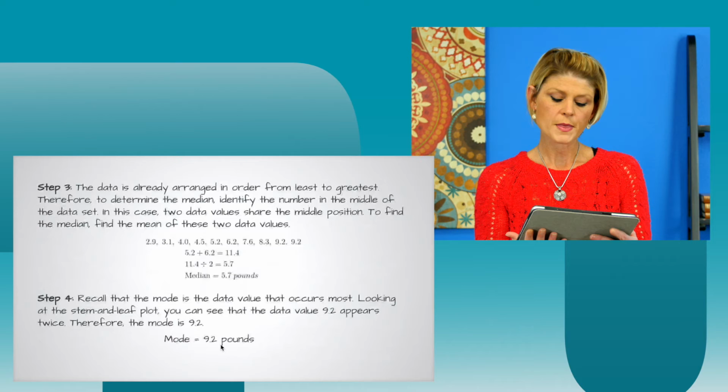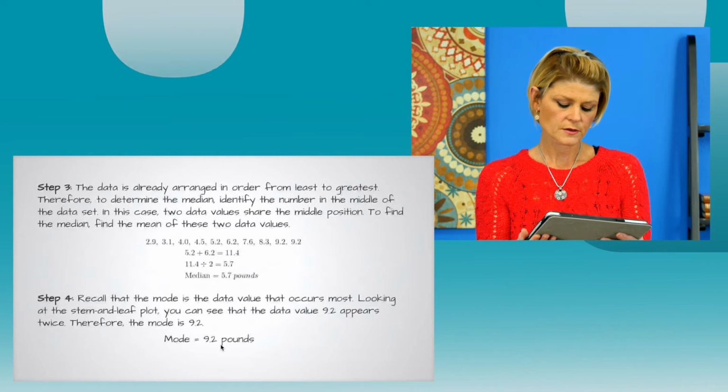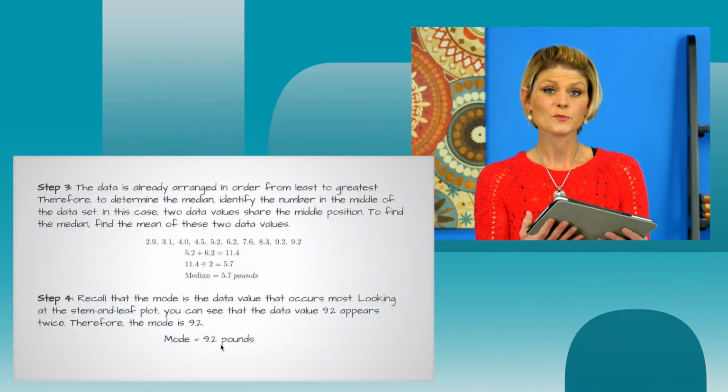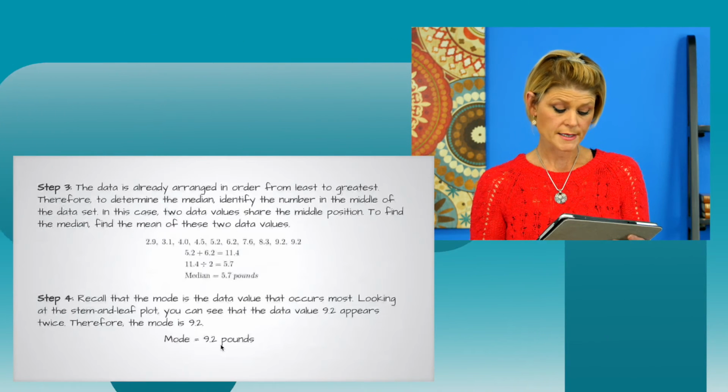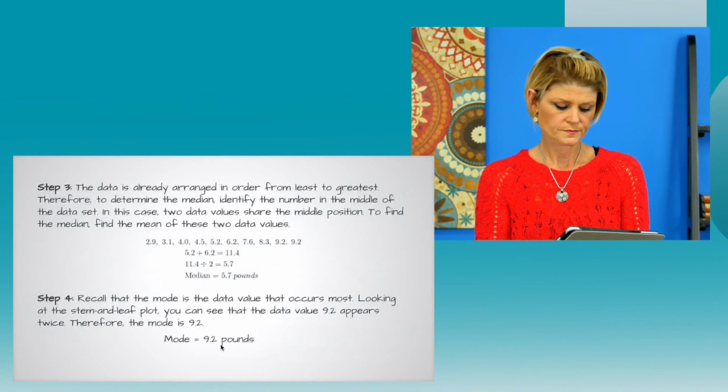Step 4 is to recall that the mode is the data value that occurs most. Looking at the stem and leaf plot, you can see that the data value 9.2 is the one that appears twice. So therefore, the mode is going to be 9.2 pounds.